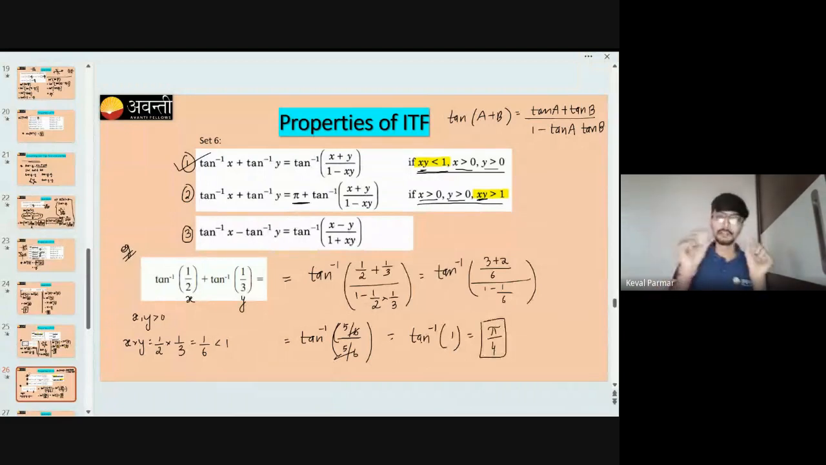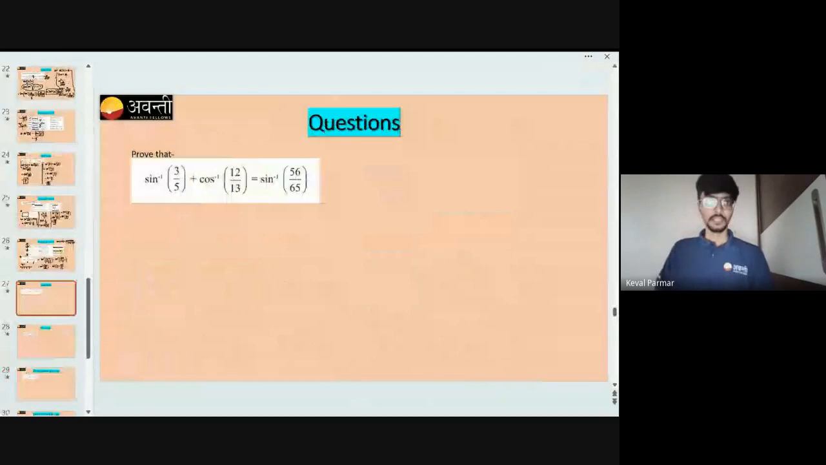We have now covered all the properties, of which the main properties are set 2 and set 6, because these are the properties from where most of the questions come. So now let us look at some questions and how to deal with them. So yeah, the next question is prove that.